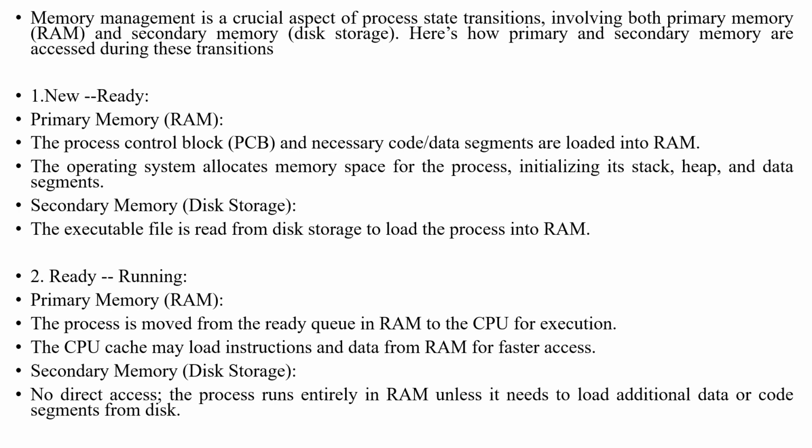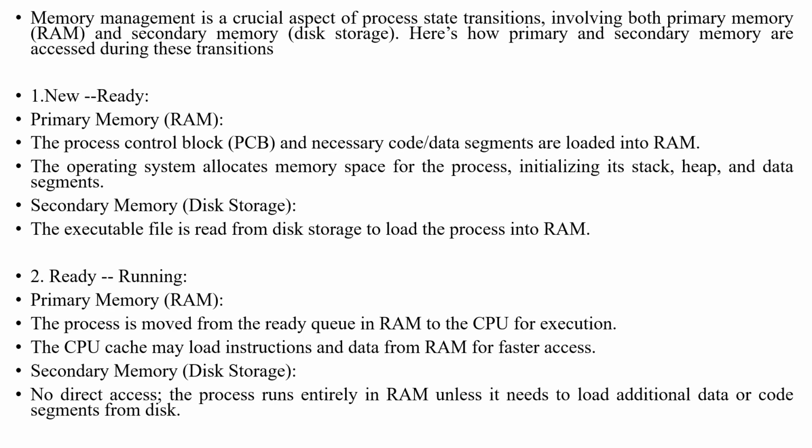New to ready. Primary memory: the process control block and the necessary code or data segments are loaded into the RAM. The operating system allocates a memory space for the process, initializing its stack, heap, and data segments. Secondary memory, which is called the disk storage: the executable file is read from disk storage to load the process into RAM.